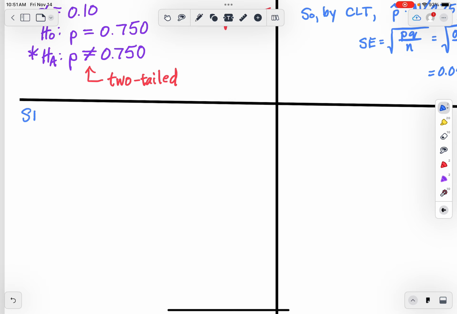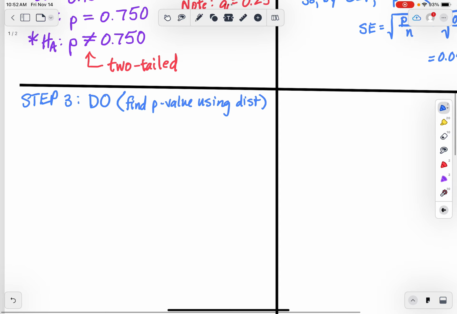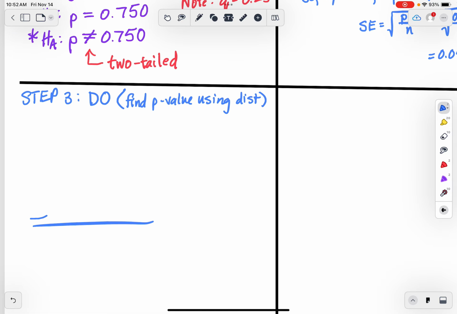So step 3, it's our do step, our action step. And so we're going to find the p-value using the distribution. And so again, we're told the p-hats were normal, so they're going to follow a normal distribution.